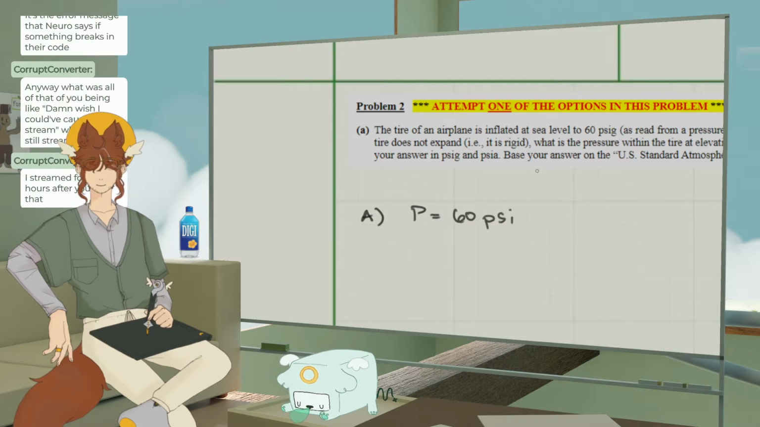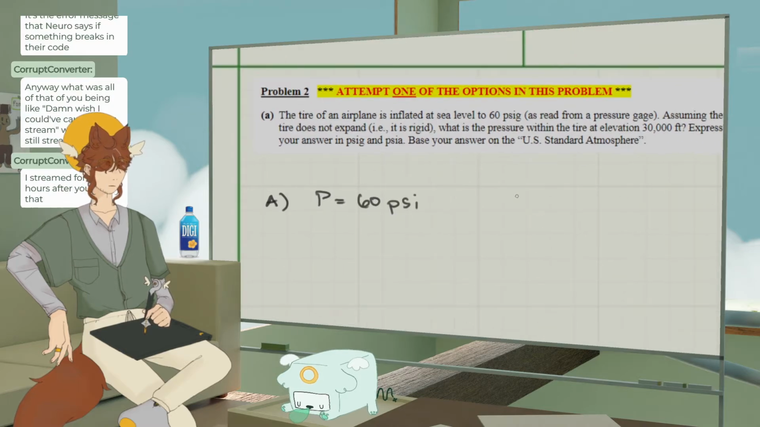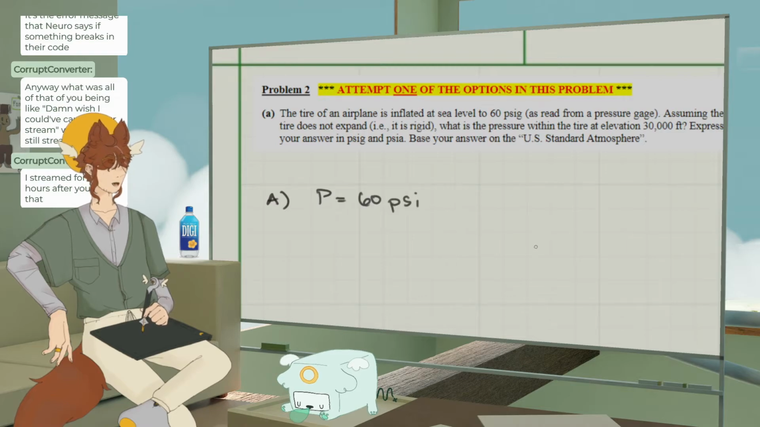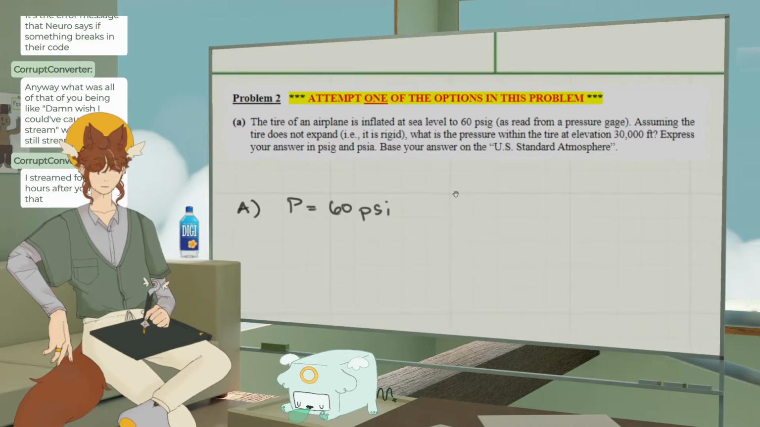Anyway, what was all of that? You being like, damn, I wish I could have got your stream while I was still streaming. Well, the way you were talking about it made me think you ended. You'd said, hey, I'm still streaming. I would have gone, oh, that makes sense. And then I would have gone. I had an event from 8:30 to 3 p.m. So I was a little busy, and then I had to do work stuff.